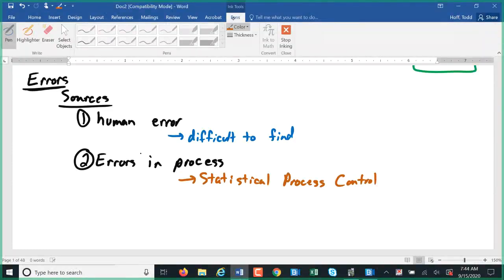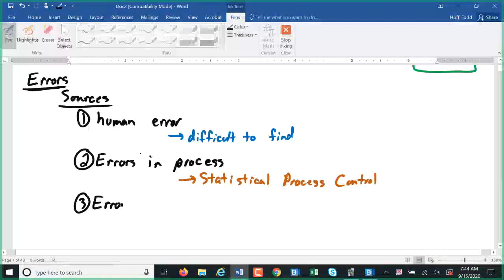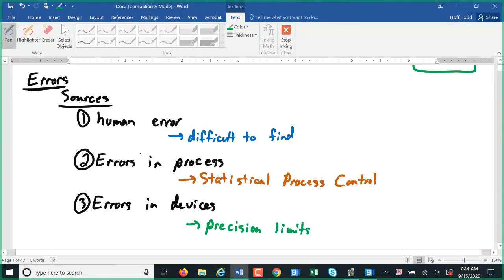And then, of course, we have built-in errors in the device. And this is our measurement errors and stuff where the precision is built in by the smallest division. And that's as close as it can get. So they're called precision limits.